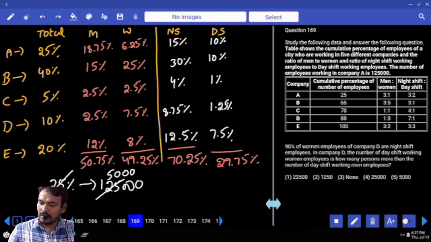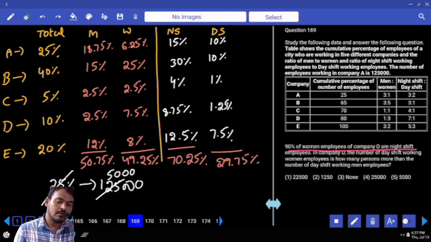Company D, out of the night shift employees, 90% of women employees are which one? Night shift employees. What is the company D total value? 7.5. In that, how much percent? 90%. What is the remaining? 10%. 10% of which one? 7.5. That is considered 0.75%.